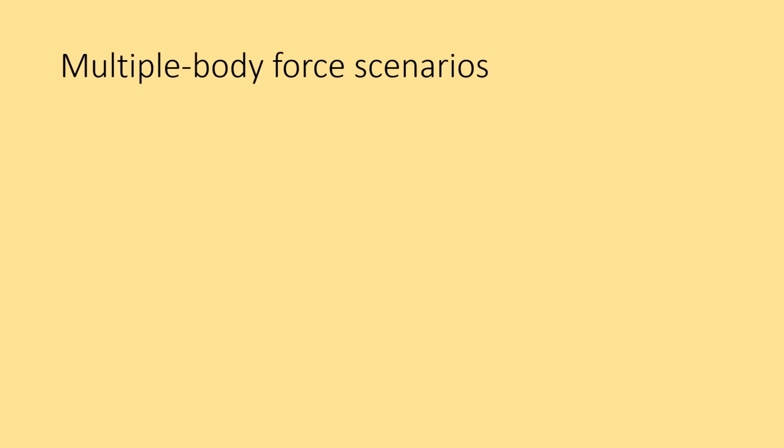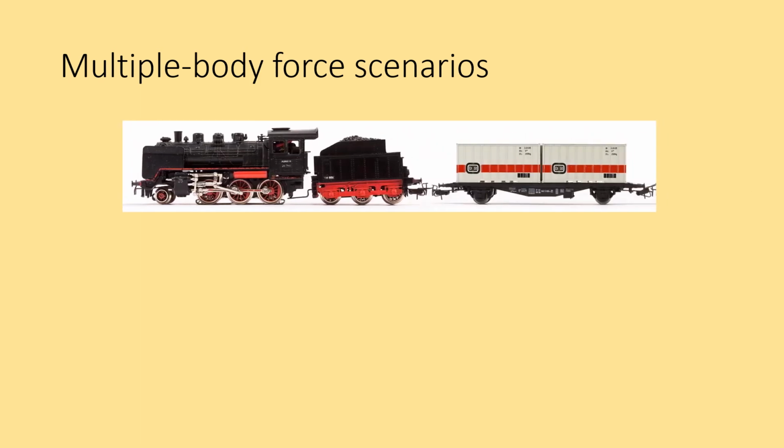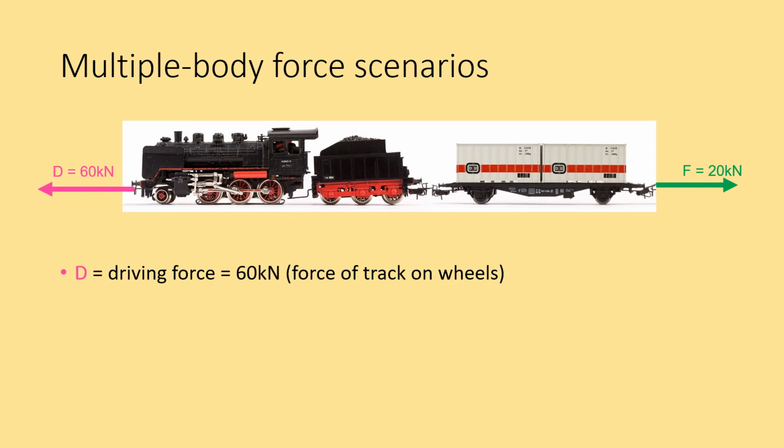Okay, so let's have a look at multiple body force scenarios. We just looked at one body in a lift, where the frame of reference of the lift moving showed an apparent change in weight. There was actually a change in contact force. Let's imagine this train. This train is moving with a driving force of 60,000 newtons. There is, of course, a frictional force of 20,000 newtons, 20 kilonewtons. The driving force is the force of the track on the wheels. The frictional force acts in the opposite direction.